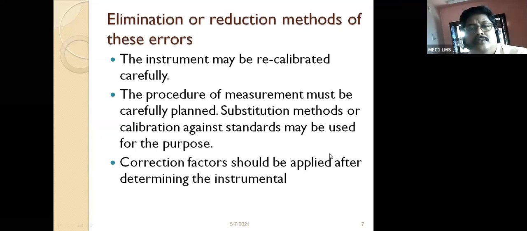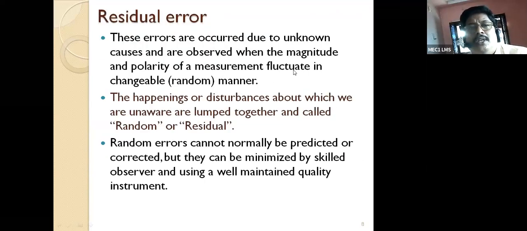The next one, the residual error. This residual error, or random error, we can also call random errors. This is the last error. These errors occur due to unknown causes. That means we cannot predict the causes, and they are observed when the magnitude and the polarity of a measurement fluctuate, random. That means it fluctuates, maybe plus or minus, polarity changes, plus or minus.